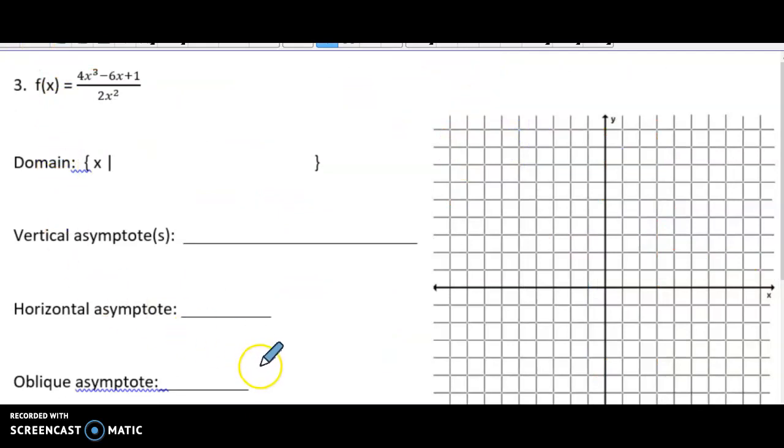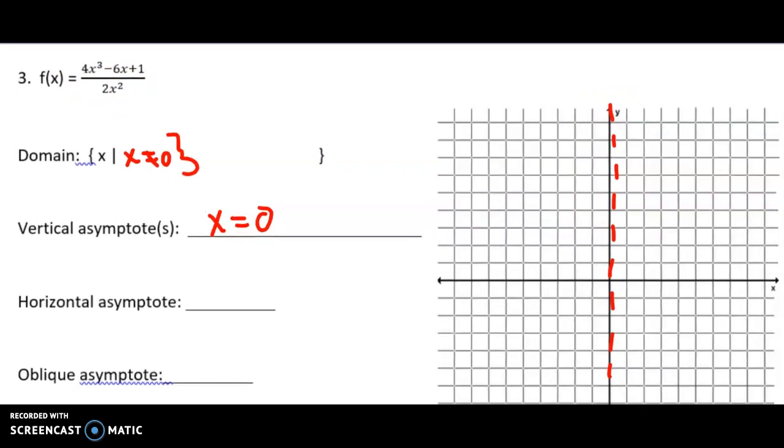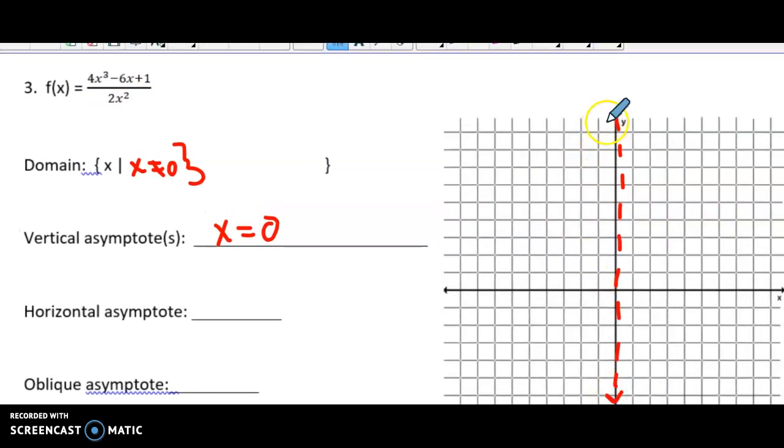Okay? So in this one, the only thing we have is that x can't be 0. That'll be our vertical asymptote because it looks like nothing's going to cancel out of there. So we have our vertical asymptote here. Okay, horizontal asymptotes, there are none. All right. This is a third degree over a second degree. It's bigger. Okay. This is bigger than that.